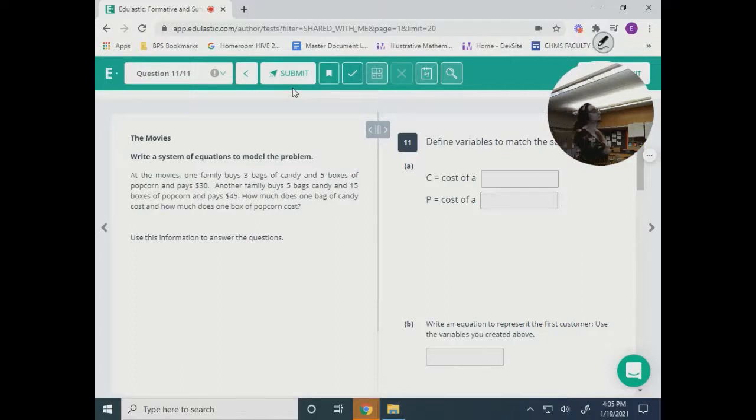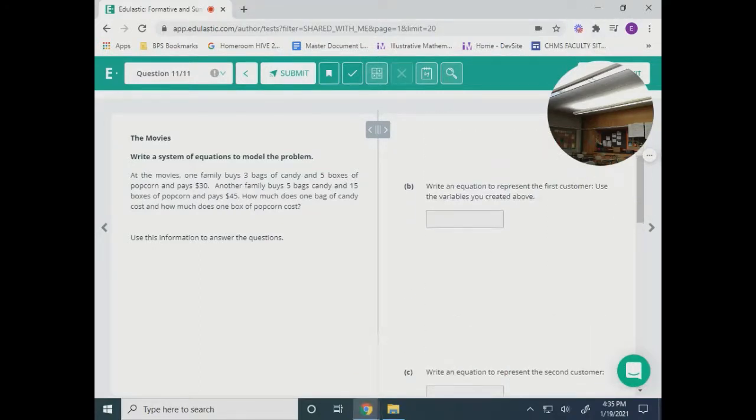First, we're going to use the variable C, and that's going to represent the number of bags of candy. The P is going to represent the number of bags of popcorn. Pause if you need to write that in. Write an equation that represents the first customer. Use the variables we used above. Let me scroll this down and take a look.